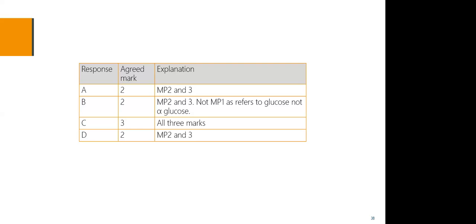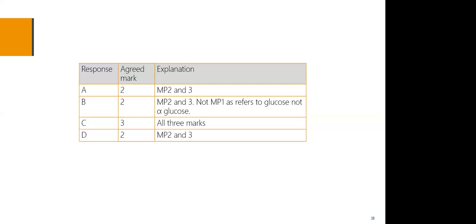Response B, again, got 2 marks, mark point 2 and mark point 3, because it missed the alpha in front of glucose. So it didn't get mark point 1. Now, I see that it's got alpha scattered all over the place, but it's not linked the alpha to the glycosidic. So that was not an acceptable alternative.